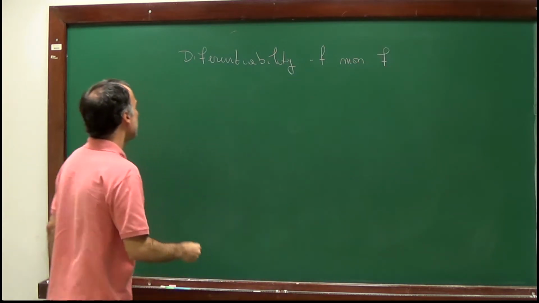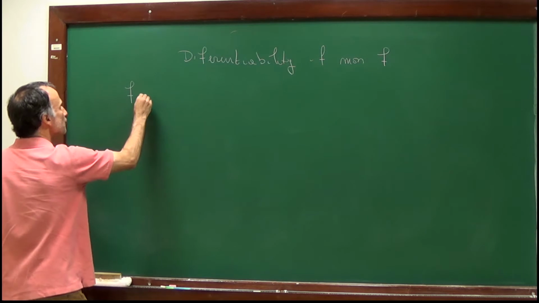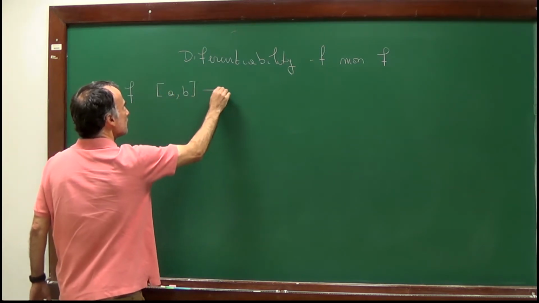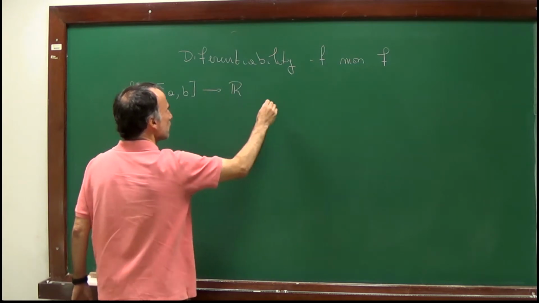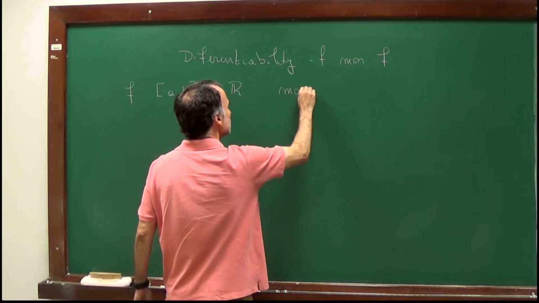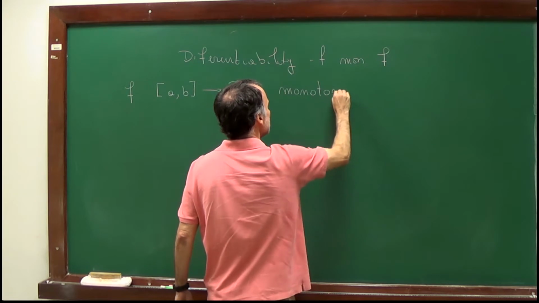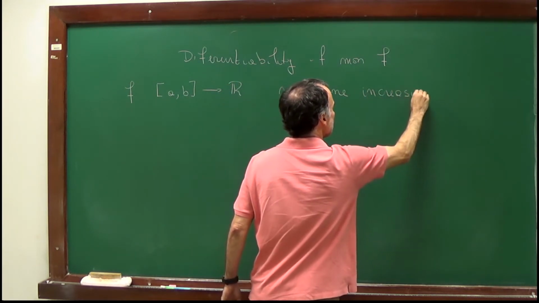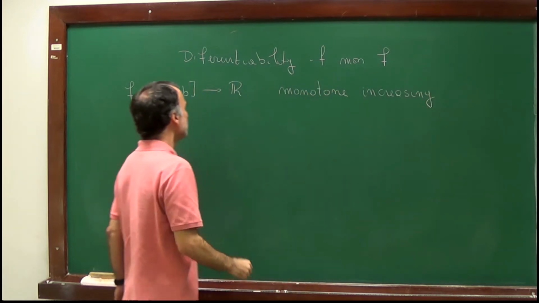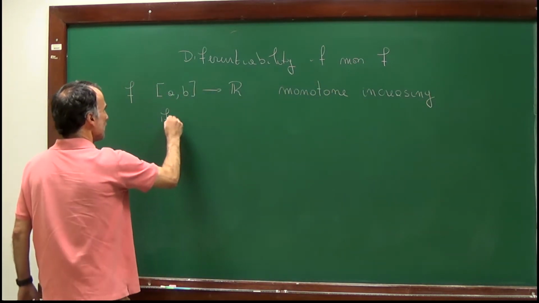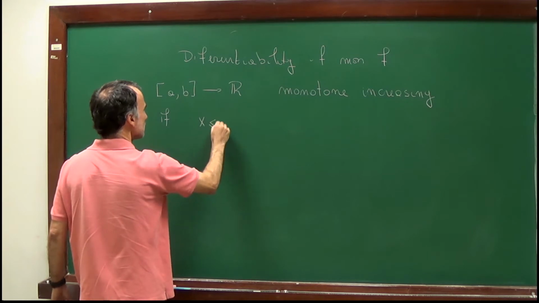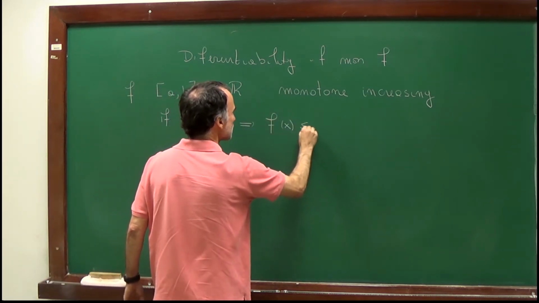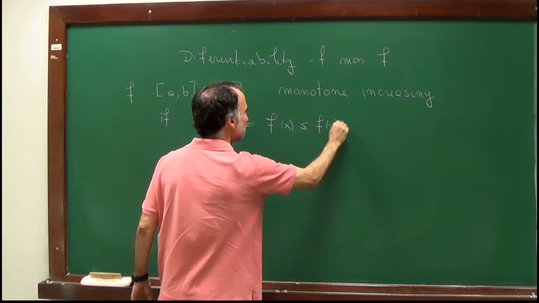Right? So if I have a function f defined on an interval [a,b] and taking values in R, I will say that it's monotone increasing if I take x less or equal than y. This implies that f(x) is less or equal than f(y).